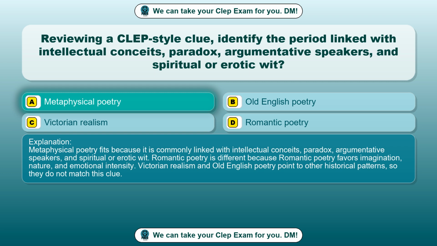Metaphysical poetry fits because it is commonly linked with intellectual conceits, paradox, argumentative speakers and spiritual or erotic wit. Romantic poetry is different because romantic poetry favors imagination, nature and emotional intensity. Victorian realism and Old English poetry point to other historical patterns, so they do not match this clue.